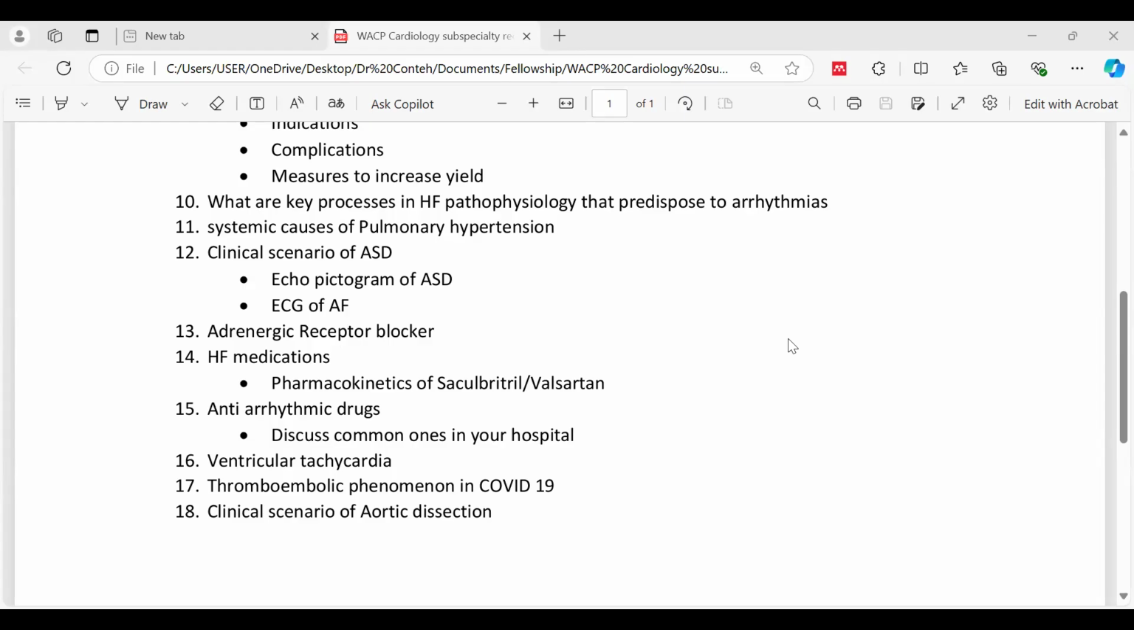So the stem there is systemic causes of pulmonary hypertension. I'll just go through the conditions that are classified based on the current 2020 guidelines as systemic causes of pulmonary hypertension. To start with, pulmonary hypertension is defined based on hemodynamic assessment of right heart catheterization, and that definition is a mean pulmonary arterial pressure greater than 20 millimeters of mercury at rest.